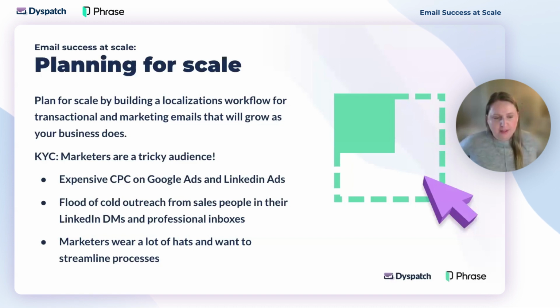Other things to consider with marketers: they get the flood of cold outreach from sales folks in both their LinkedIn DMs, their personal inboxes, their professional inboxes. They wear a lot of hats. And another theme across, I think, every department and every tech business right now is doing more with less. So how do we maximize every single interaction and use every email to advance that relationship?